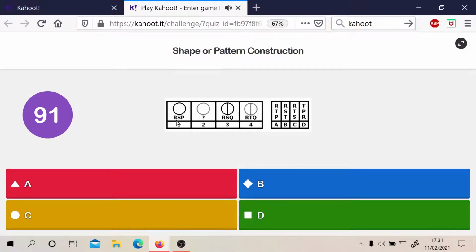What on earth? RSP. I think P then, right? If this is RSQ, that is so tough.